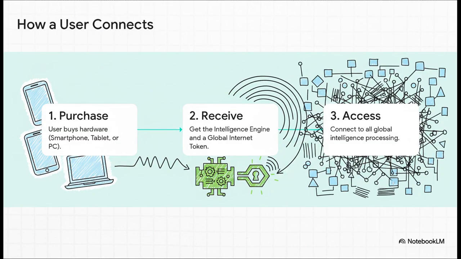And get this, connecting to it is supposed to be super simple. It would all start with the stuff you already own, your phone, your tablet, your computer. With that hardware, you get the intelligence engine software, and then this special token. And that's it. That's your key to the whole global network.